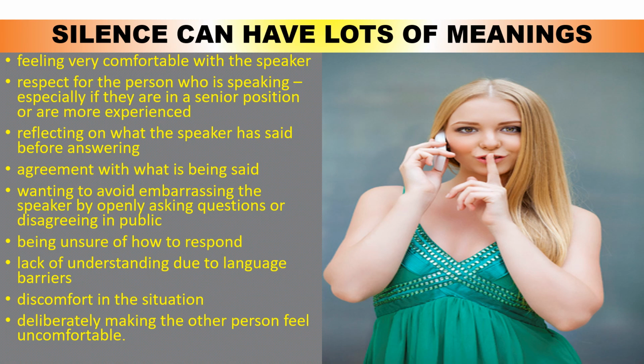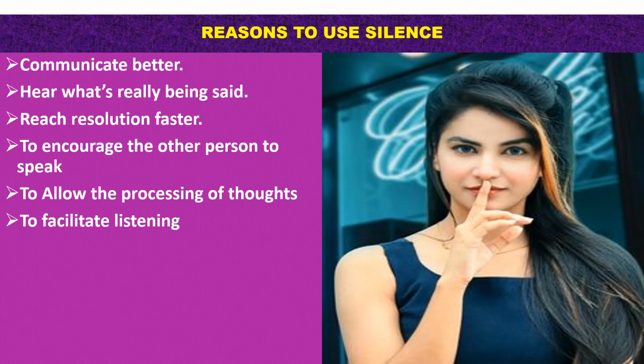Being unsure of how to respond: we may not be aware of that information. Lack of understanding due to the language barrier: at that time we will be polite or silent. Discomfort in the situation: the environment may not be very comfortable, and at that time we may be silent. Making other people feel uncomfortable: okay, we are not supposed to make others uncomfortable, so we will be silent. So these are the characteristics of silence.